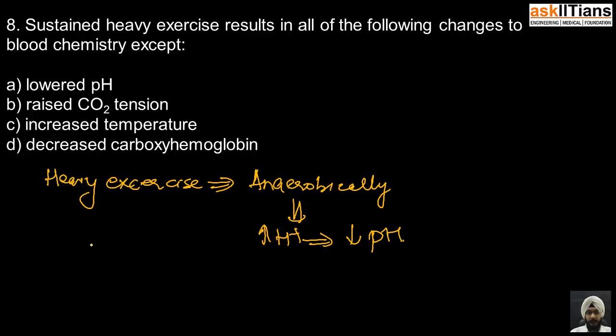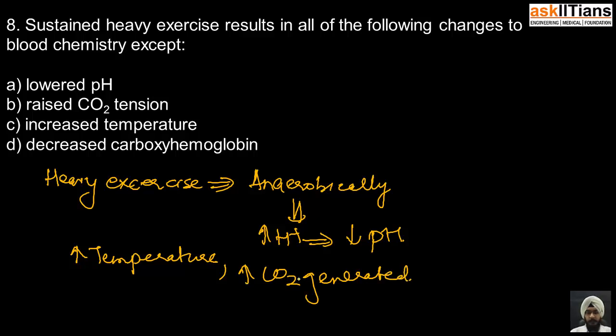Also, since the metabolism of the body increases, there is an increase in temperature. Also, there is more CO2 generated during respiration. So if more CO2 is generated, which means there will be increased carboxyhemoglobin formed at the tissue level. So all of the options are correct except this, decreased carboxyhemoglobin.